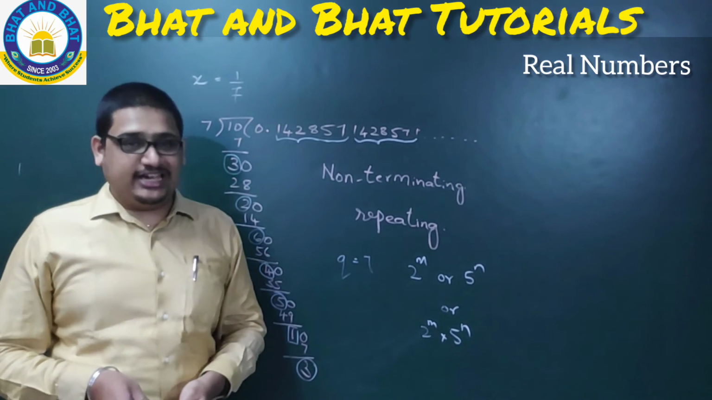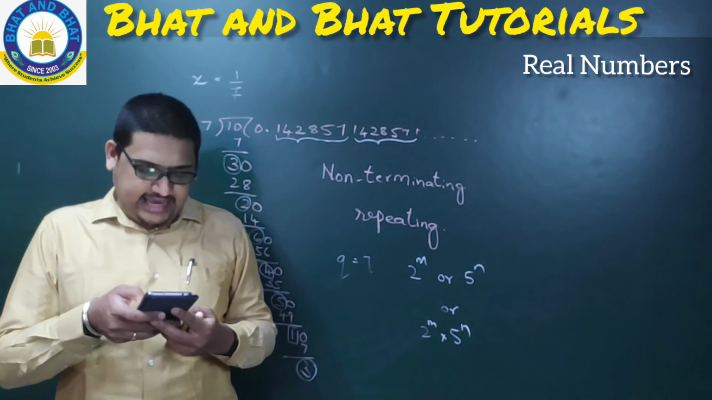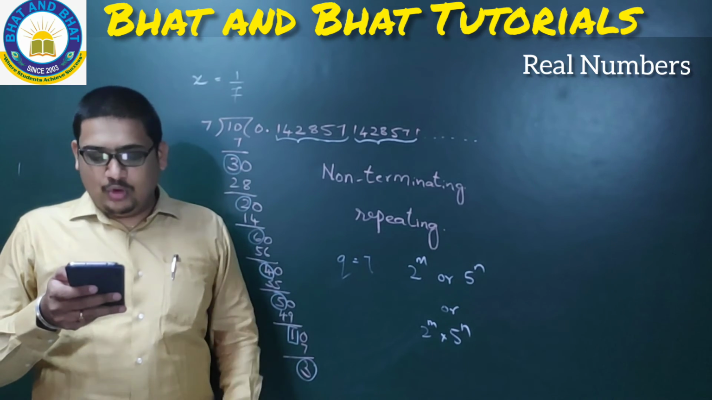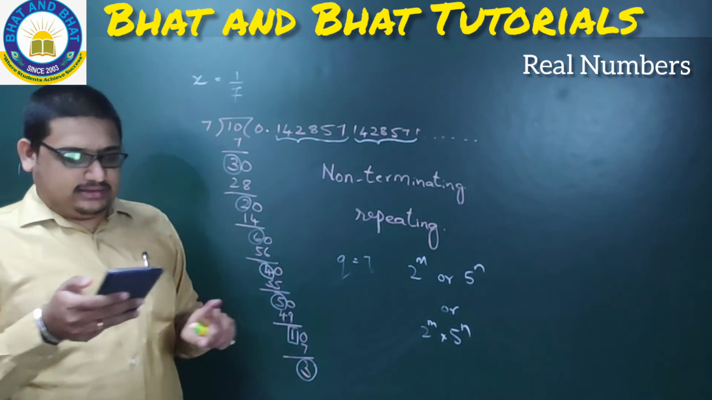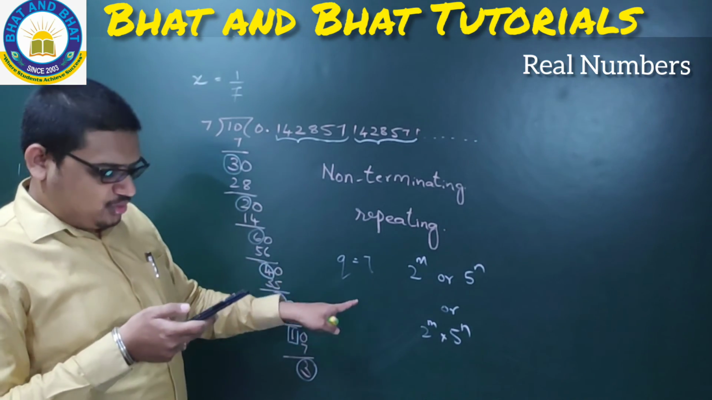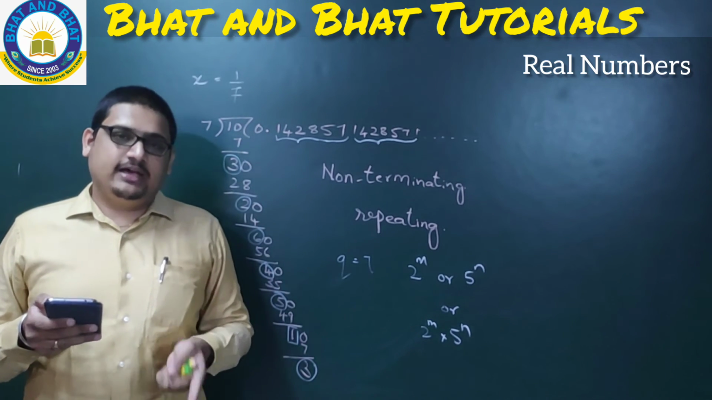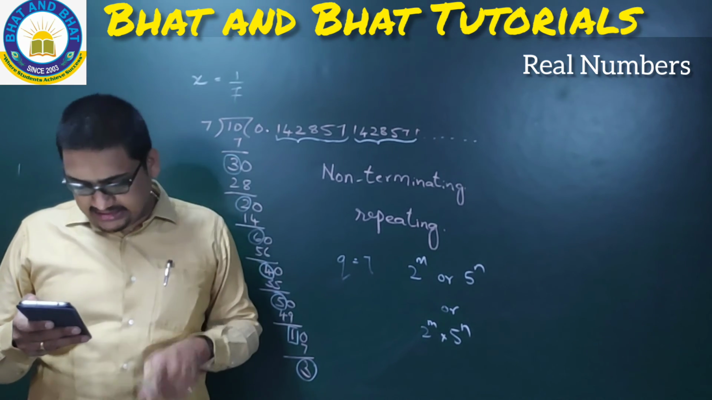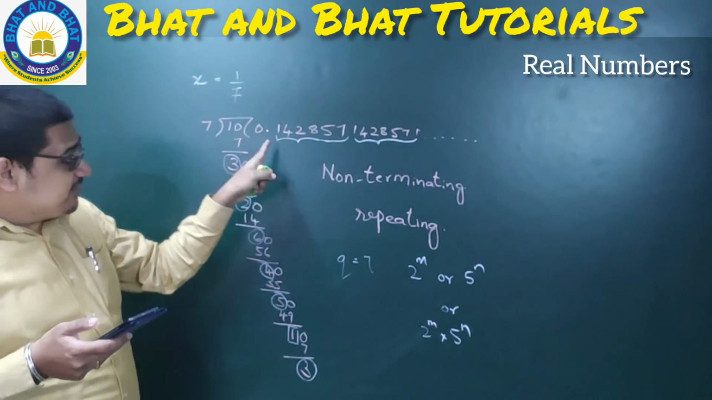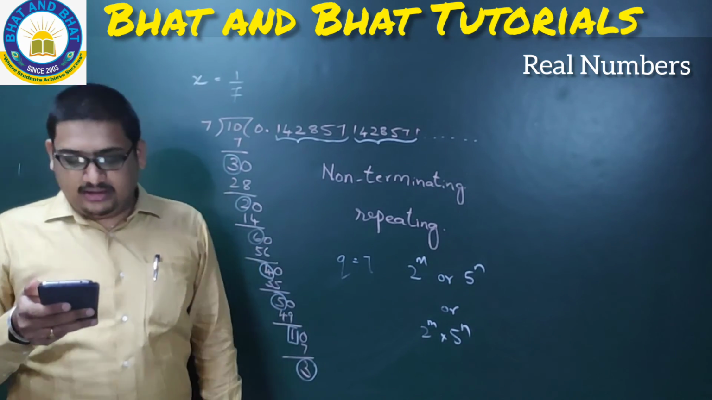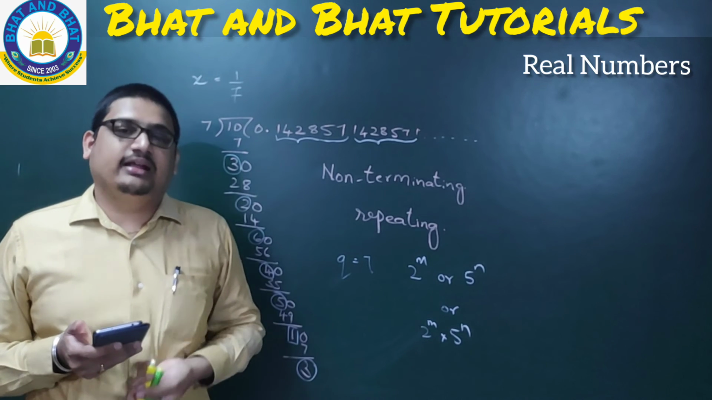Let me give you the theorem on this. Please note down, which is theorem 1.7 in your textbook. The theorem says: let x is equal to p by q, where p and q are co-primes, be a rational number such that the prime factorization of q is not of the form 2 power m into 5 power n, where m and n are non-negative integers. Then x has a decimal expansion which is non-terminating, repeating. The other term for repeating is recurring.